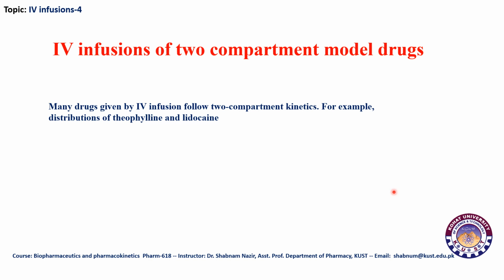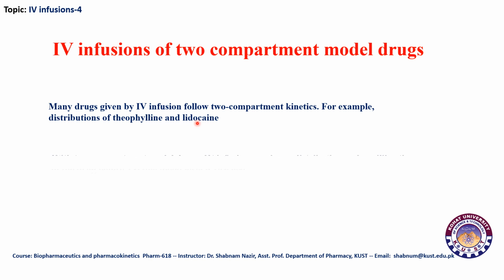So many drugs given by intravenous infusions follow two compartment kinetics. Until now we discussed the one compartment model, but it doesn't mean that most of the drugs follow the same. Many drugs follow two compartment kinetics as well. For example, the distribution of theophylline and lidocaine. These are drugs which have sufficient lipophilicity, and they have this tendency to distribute towards peripheral tissues.